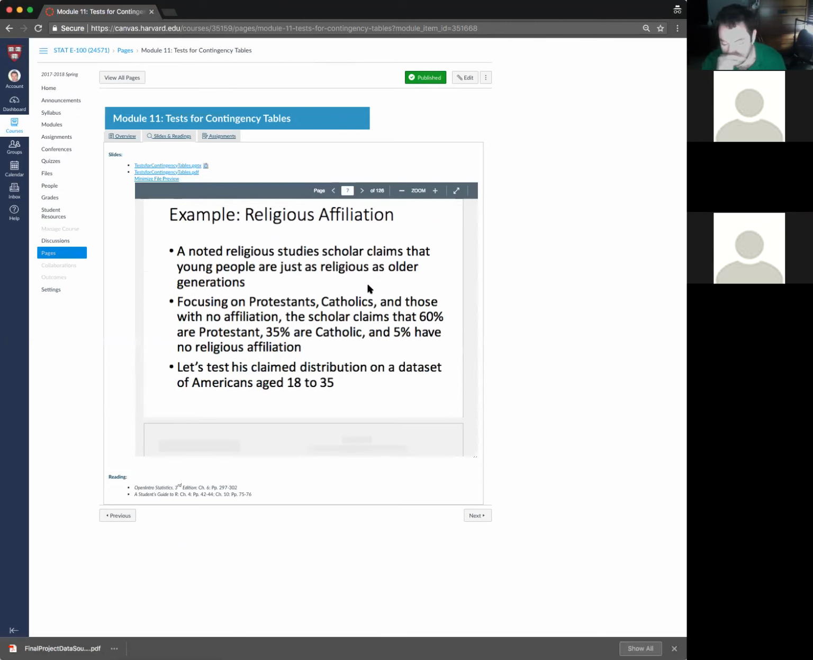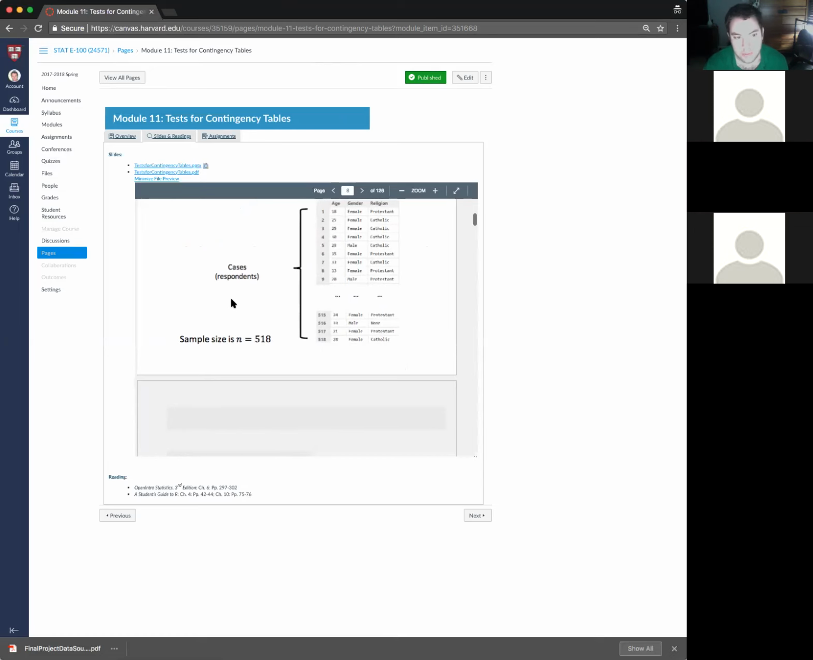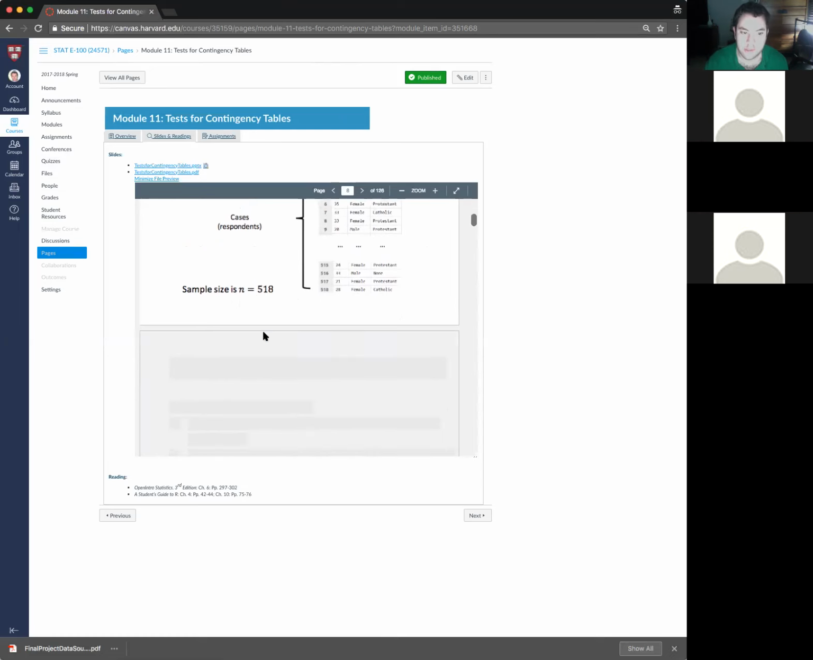So just to give you an example, this example is using religious affiliation to look at young people and questioning whether their affiliation for religion will be broken down between Protestants, Catholics, and no affiliation. And their claim is that it'll be a 60% split of Protestant, 35% Catholic, and 5% having no religious affiliation. This is looking at Americans aged 18 to 35. So here we have our sample set. Our sample size is 518.